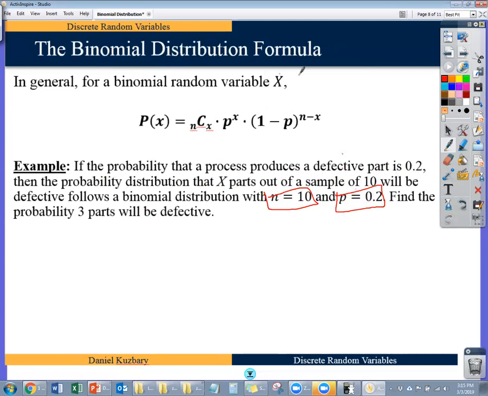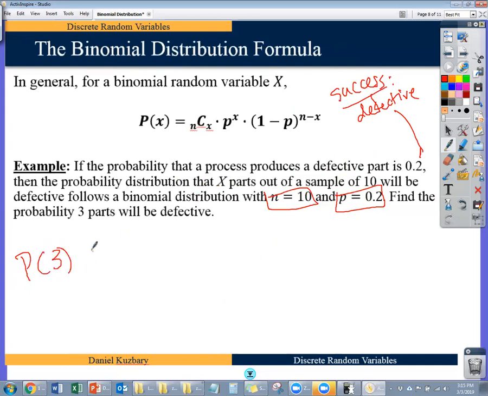I'm sorry, we're going to have to change it so that this matches the p. So our success is going to be defective, which I know is backwards. But remember, this is our success probability. And our failure will be not defective. And we want to find the probability that 3 parts are defective.